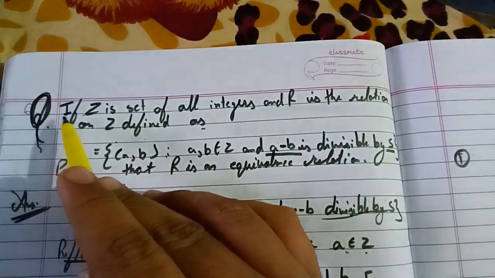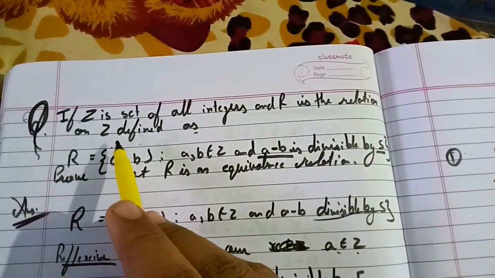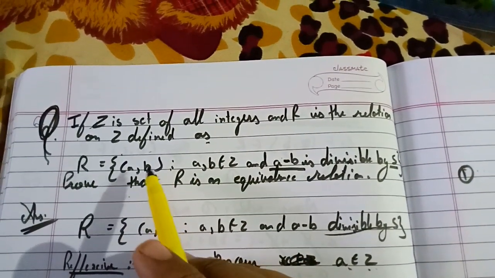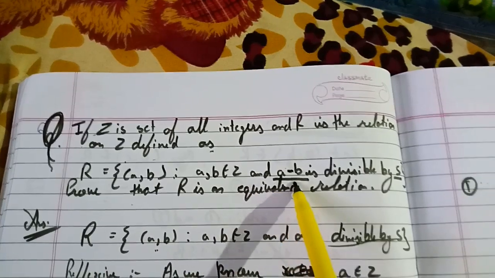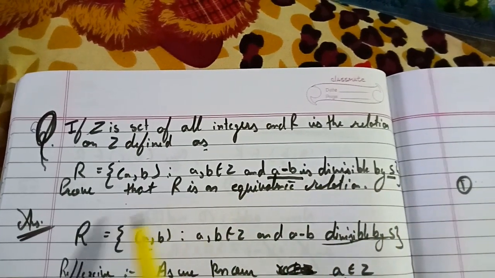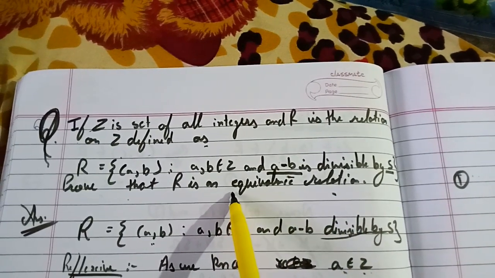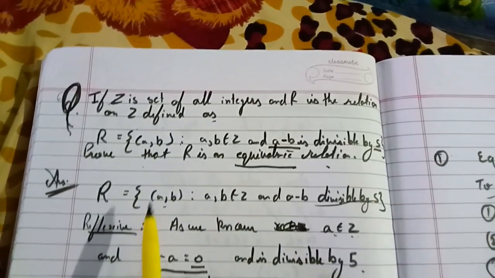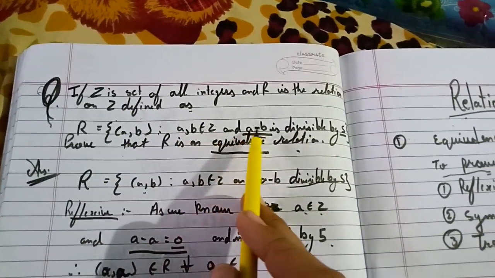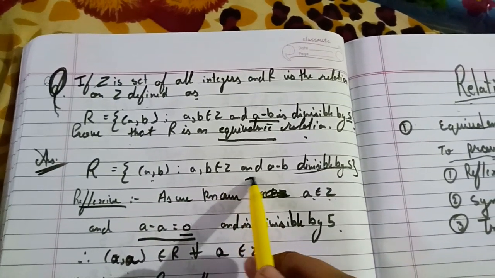Discussing the questions on equivalence relation. So if Z is a set of all integers and R is a relation on Z defined as R equals (a comma b) belongs to Z such that a minus b is divisible by 5. So we have to prove that R is an equivalence relation. We will start by copying the above R statement downwards. R equals (a comma b) belongs to Z and a minus b is divisible by 5.